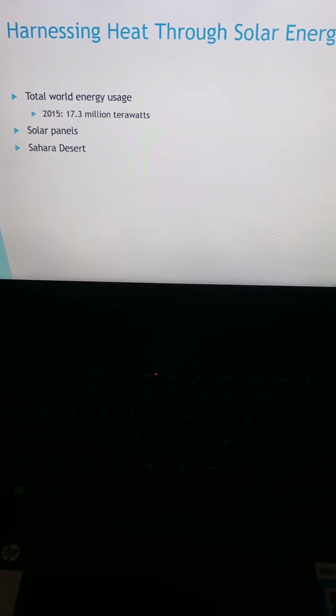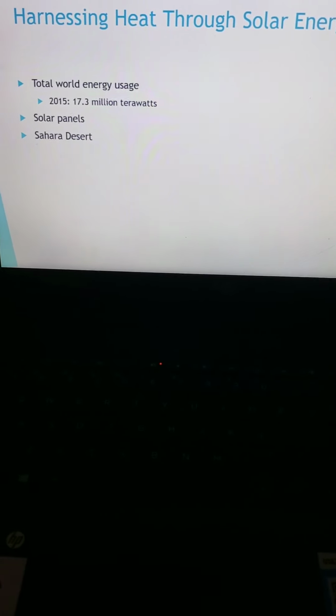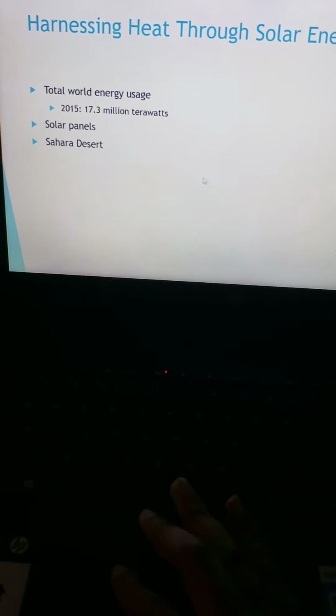And it can be said that in 20 to 30 years, solar power will replace any other type of energy.